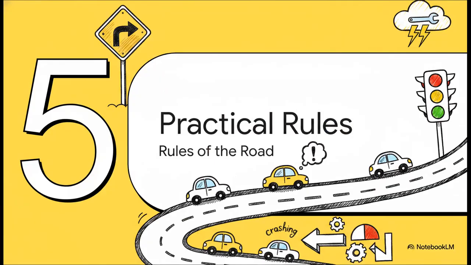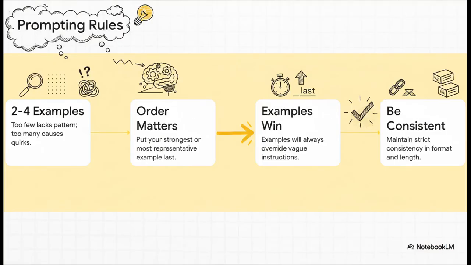Okay, let's get into part 5, practical rules for prompts. Before you start building these out yourself, you gotta know the 4 rules of the road. Rule number 1, stick to 2 to 4 examples. If you use too few, the pattern just isn't clear. But if you use too many, the AI actually starts latching on to weird random quirks in your text instead of the main pattern. Rule 2, order matters.